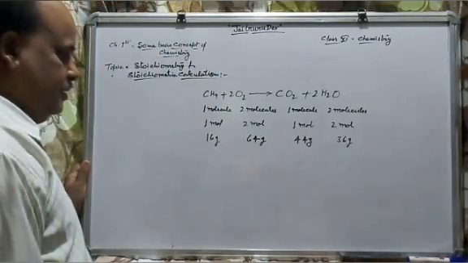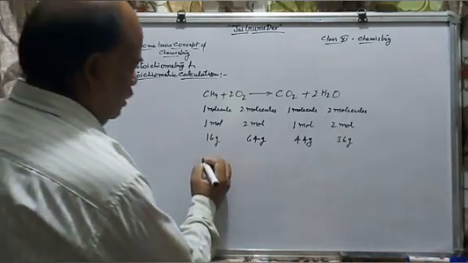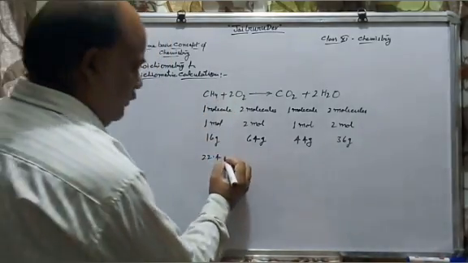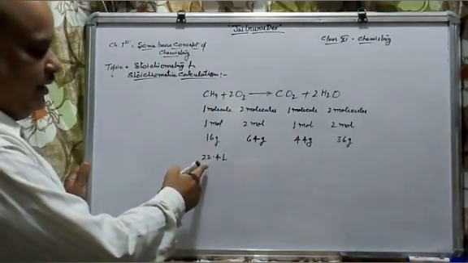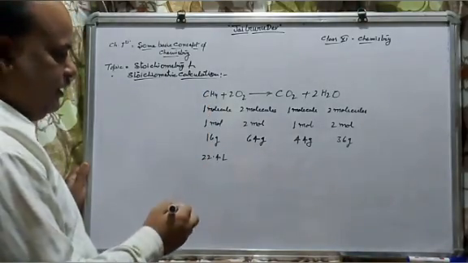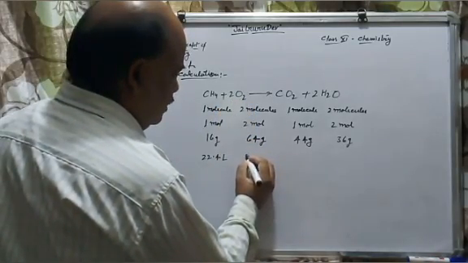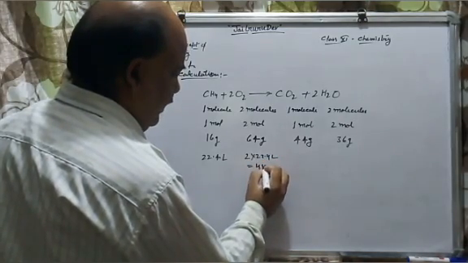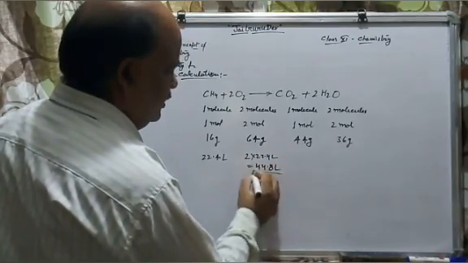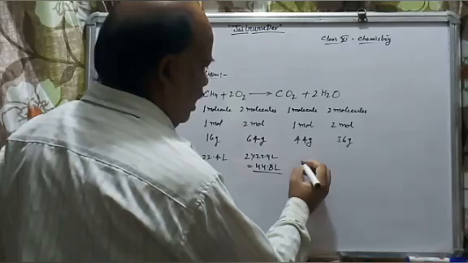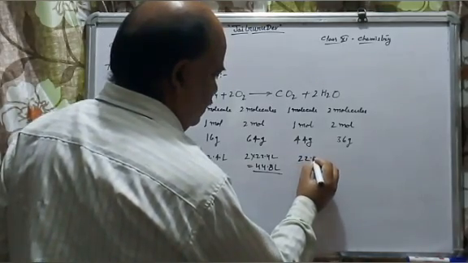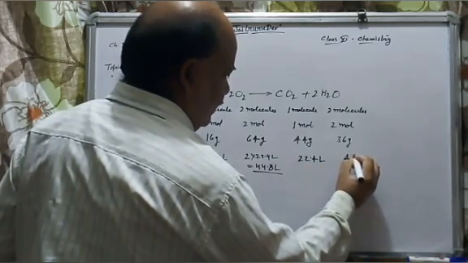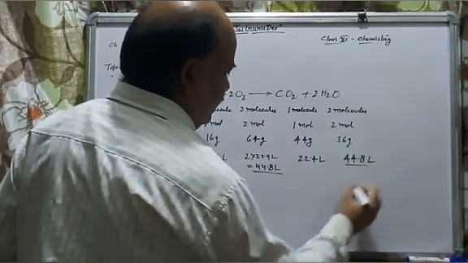of water vapors. In terms of volume, 22.4 liter methane, 22.4 liter, because 1 mole of any gas is equal to 22.4 liter at STP. 2 moles means 2 into 22.4 liter equals 44.8 liter of oxygen reacts to form 22.4 liter of carbon dioxide and 44.8 liter of water vapors.